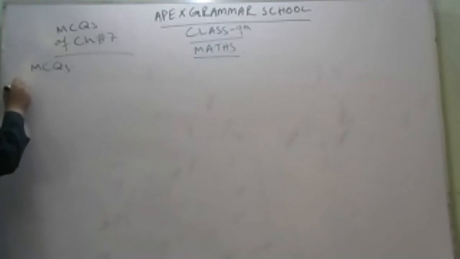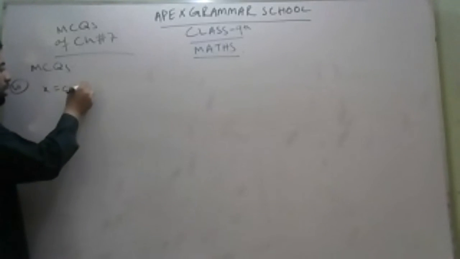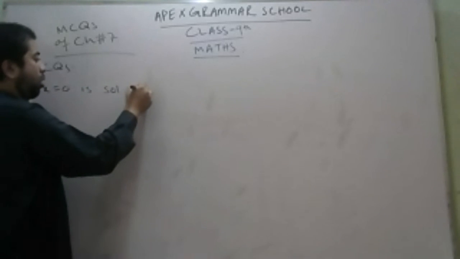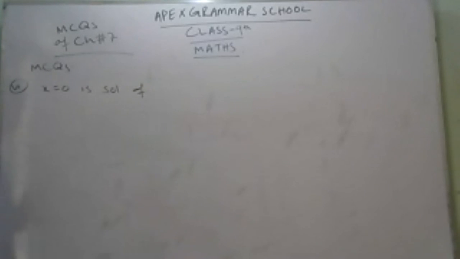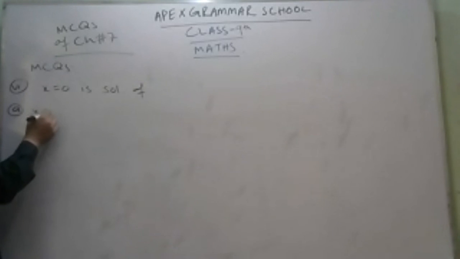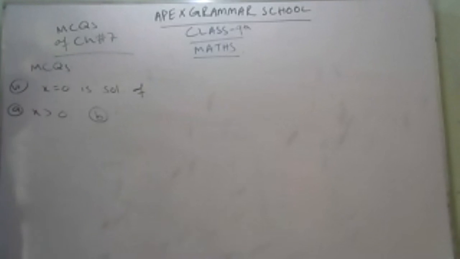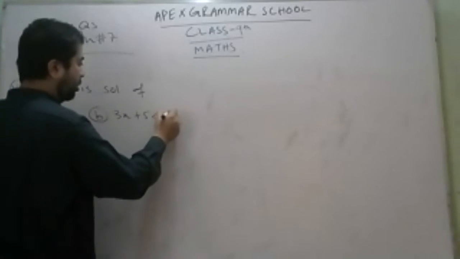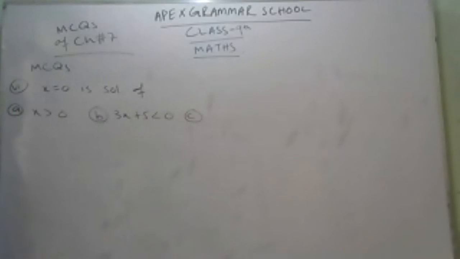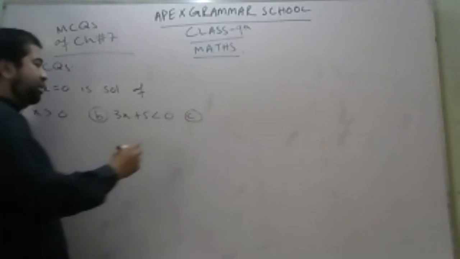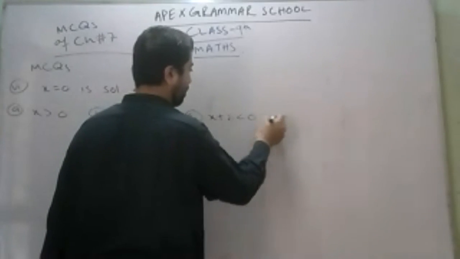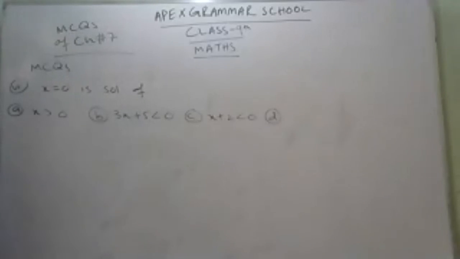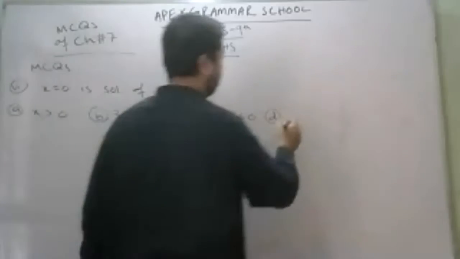Part 6. X is equal to 0 is a solution of, we have 4 options. First, x is greater than 0. Second, 3x plus 5 less than 0. C option, x plus 2 less than 0. And D option, x minus 2 less than 0.